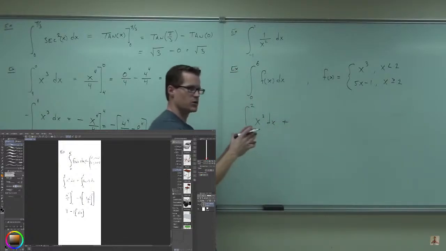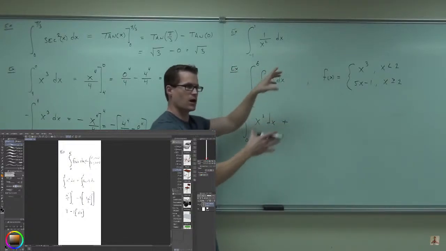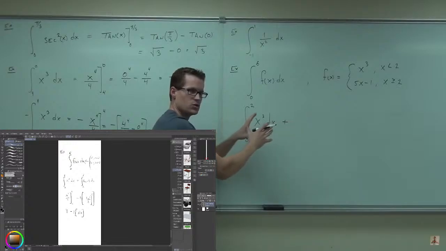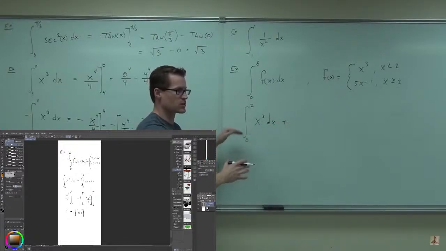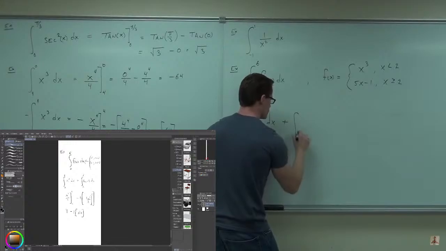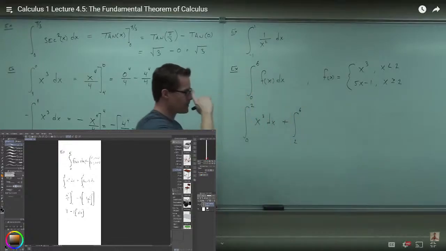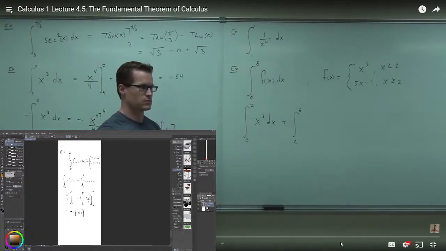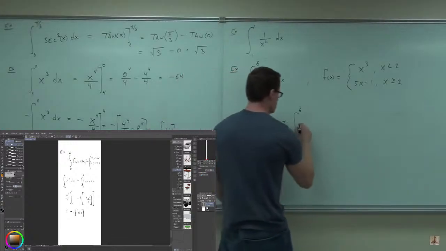Plus, because we know, using the property defined up here again for you, we can separate an integral into 2 different integrals by matching up the bounds. 0 to 2 and then 2 to 6, of which other? 5x minus 1.